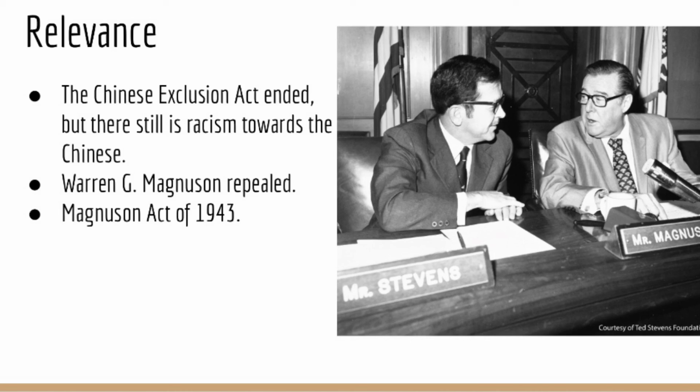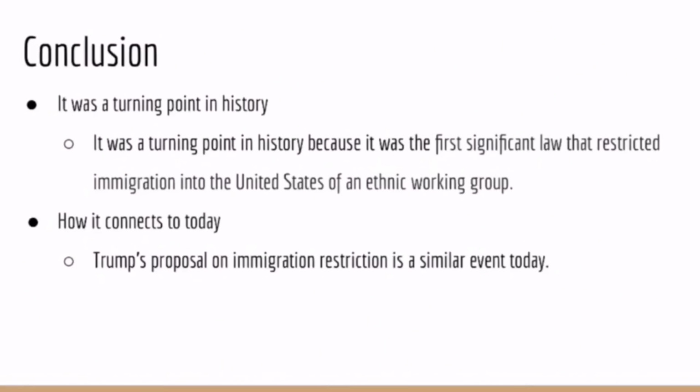Warren Magnuson repealed the Chinese Exclusion Act of 1882 by winning over the areas where most anti-Chinese sentiment accumulated over time. Magnuson Act of 1943: Chinese immigrants were no longer put at a set limit per year. Also, immigration was no longer based on just race and class. It was a turning point in history because it was the first significant law that restricted immigration into the United States of an ethnic working group. These actions to exclude a whole race were not prevented at all and took until the 1940s to repeal.